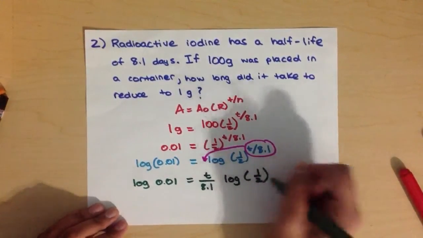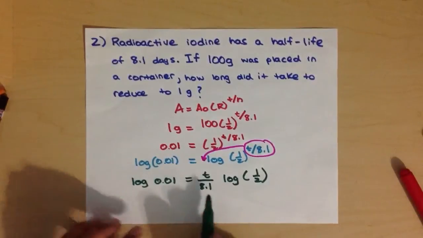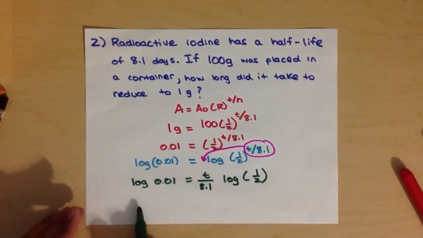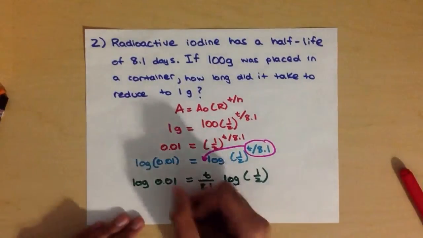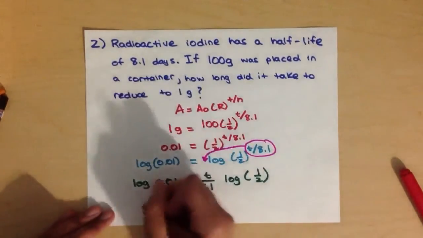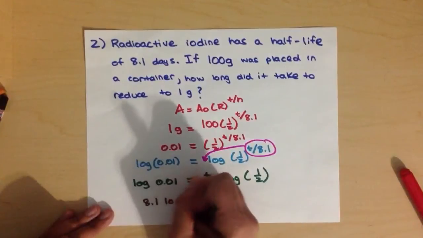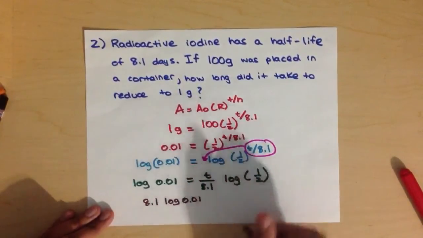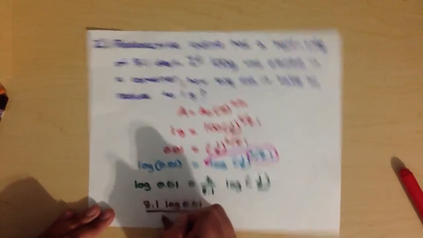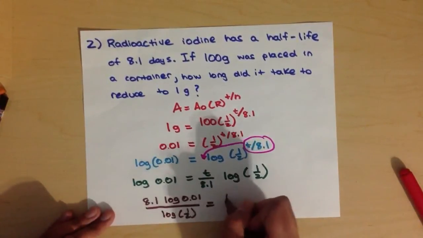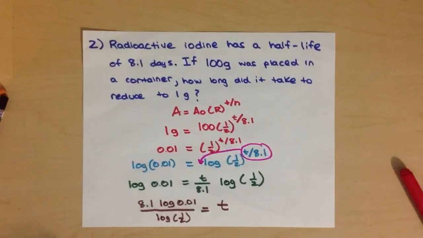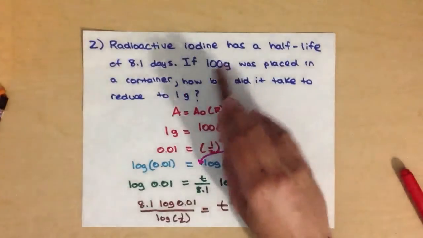Now, this is the easy part. Now all you have to do is solve for T. So you're going to take the 8.1 and multiply it out, and divide by log half to get your final answer, which is going to be 8.1 log of 0.01 divided by log of half is equal to T. And that's the answer, and that's how long it's going to take for 100 grams to reach 1 gram.